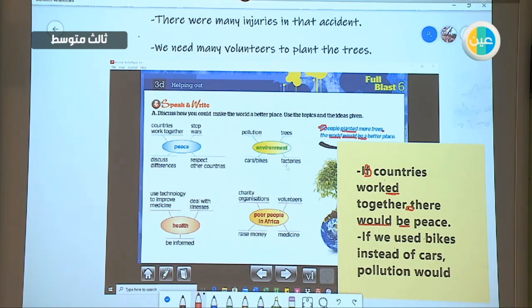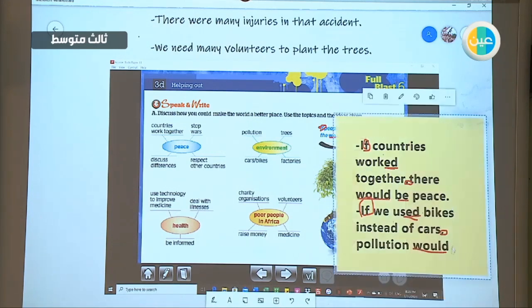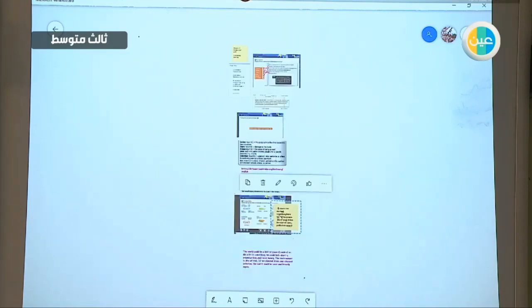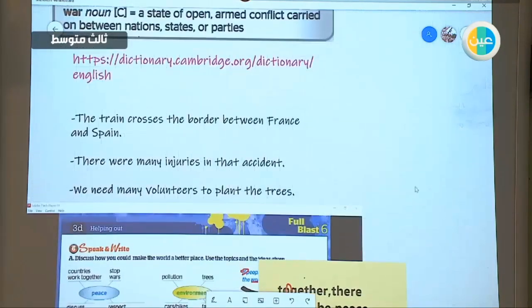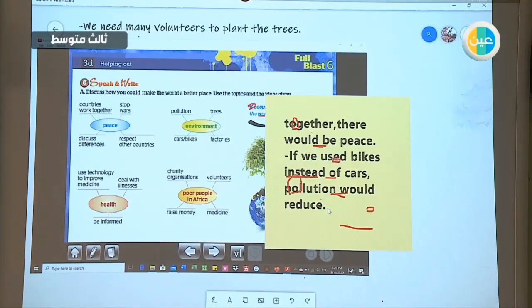Let's move to the following idea. If we have, for example, environment: we have pollution, trees, cars and bikes, factories. How can we form a sentence here? Let's say, for example, if we used, past tense, bikes instead of cars. If we used bikes instead of cars, comma, then the main clause: pollution would stop. Okay, so the sentence will be: pollution would stop. Or would reduce.